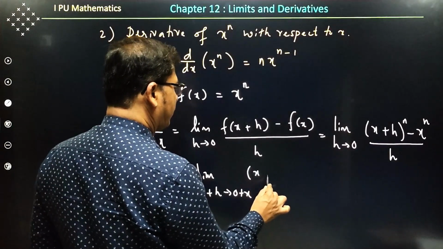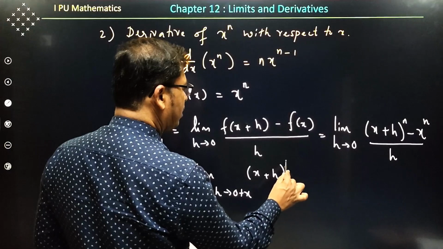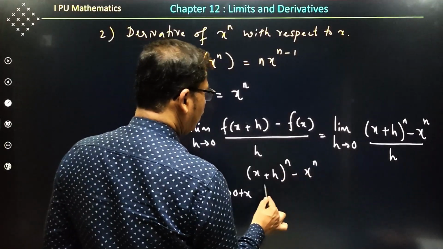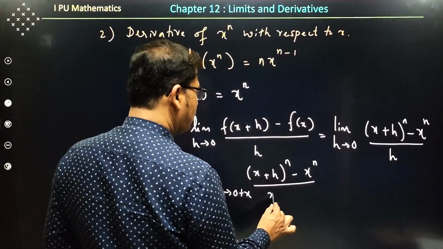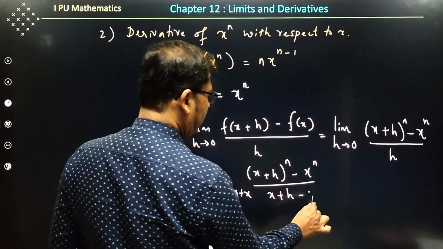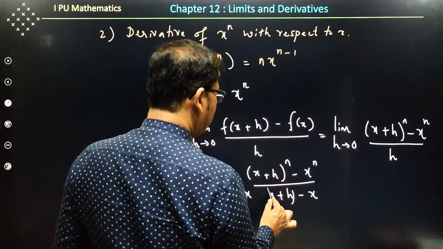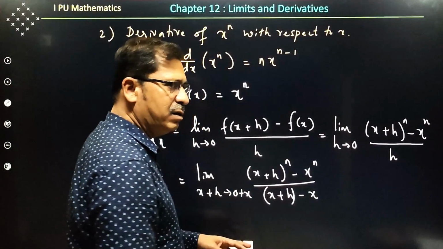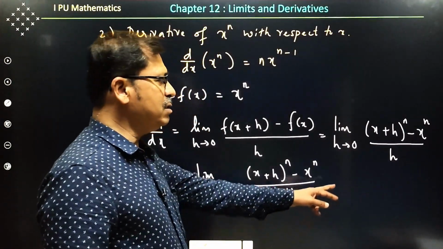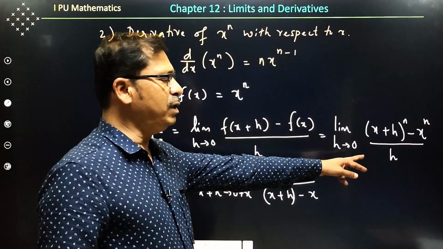x plus h to the power n minus x raised to n whole divided by x plus h minus x, I would like to write. Now observe here, this x plus h minus x I have written. This plus x and minus x cancels. Previous step, what is there in the denominator?